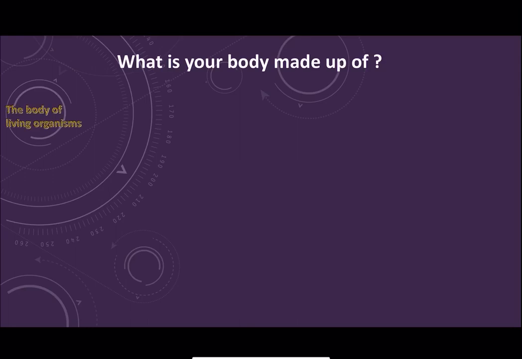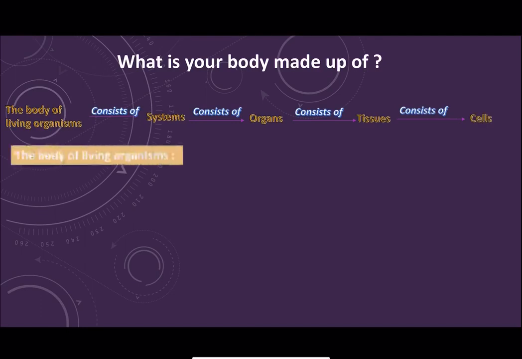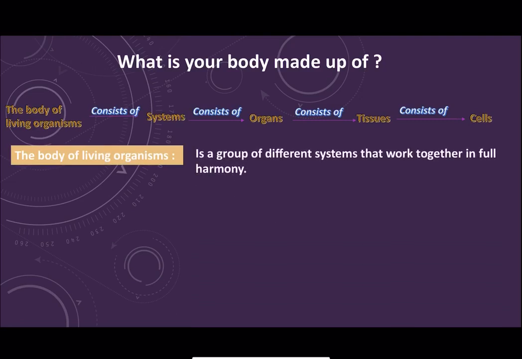The body of a living organism consists of a group of systems. Each system consists of a group of organs. Each organ consists of a group of tissues. Each tissue consists of a group of similar cells. If I want to define the body of living organisms, I'm going to say it's a group of different systems that work together in full harmony. Why? They are working together in full harmony to keep the human alive.